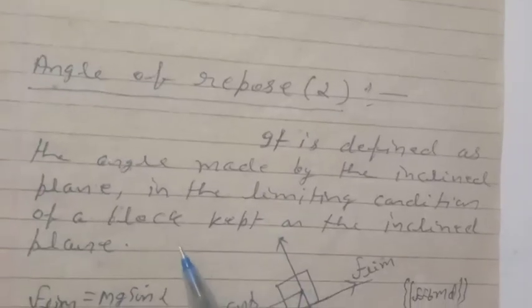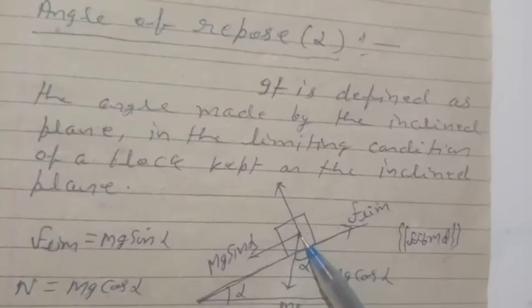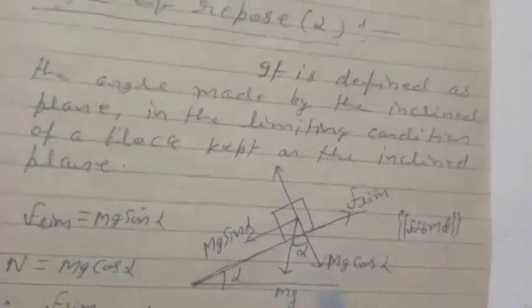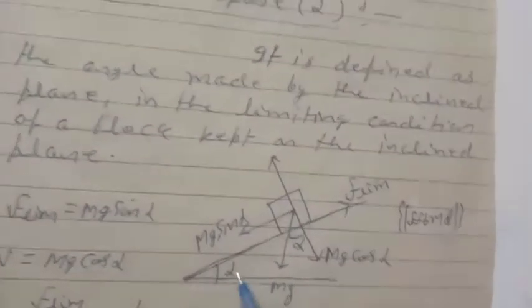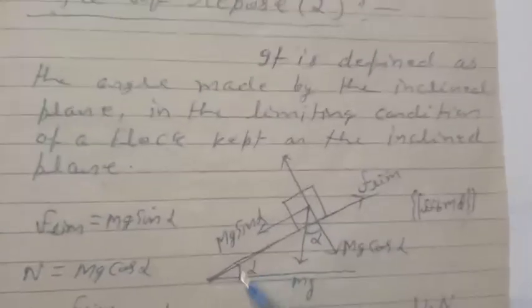Now there is also a term, angle of repose. It is defined as the angle made by the inclined plane in the limiting condition of a block kept on the inclined plane. Now consider an inclined plane and a body placed on this, and the body is at rest on this inclined plane. This inclination with the horizontal surface, this angle, that is lambda, will be called angle of repose. That is, the inclination of the inclined plane when the body is at rest, that angle is called angle of repose.